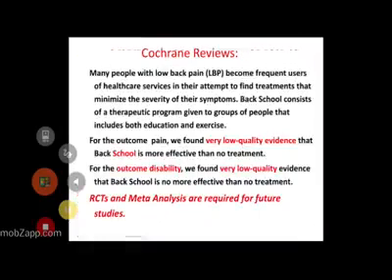Now, talking about the Cochrane reviews, many people with low back pain become frequent users of healthcare services in their attempt to find treatment that minimizes the severity of their symptoms.